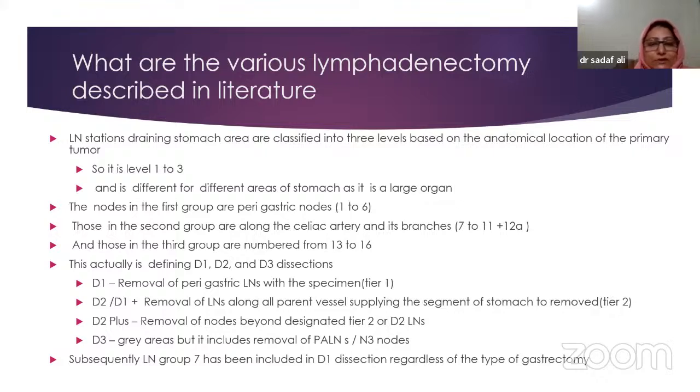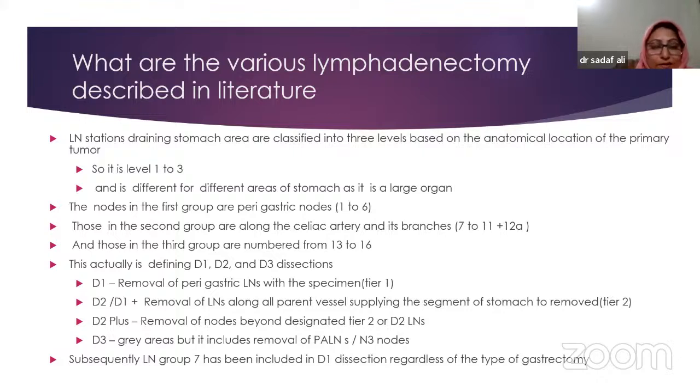So based on this, we define the gastrectomy into D1, which involves removal of perigastric lymph nodes at tier 1. D2 is D1 plus removal of the lymph nodes along all parent vessels which supply the particular area. D2 plus is removal of the nodes beyond, designated as tier 2 for D2. And D3 has a little gray area, but it describes lymph nodes which are N3 nodes.